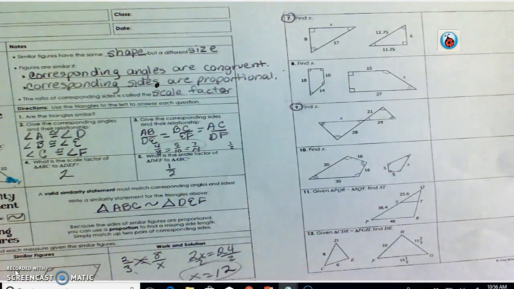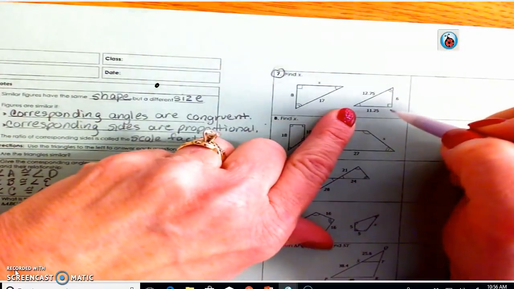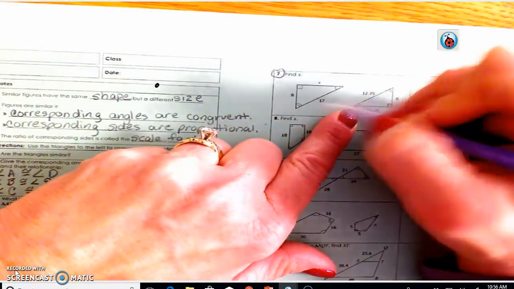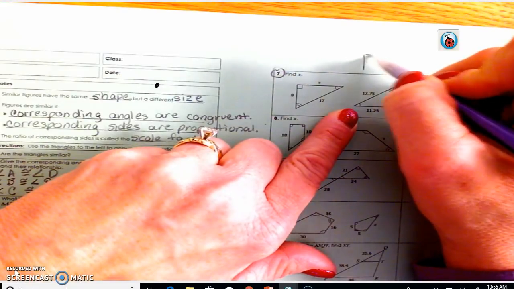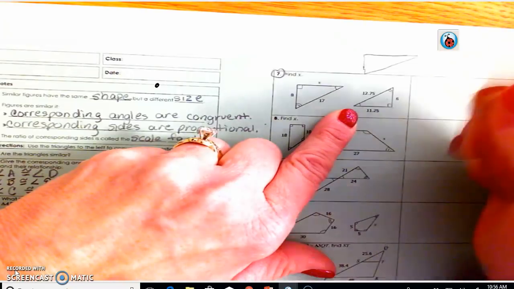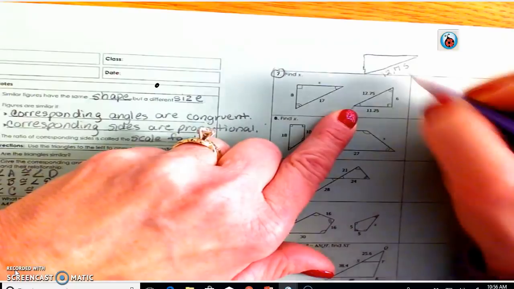Okay, let's take a look. We'll look at one or two more problems. Let's take a look at number 7. Now, it might be helpful for me to redraw this other triangle in the same position that this is, and I'm just going to label those sides. So, my longest side would be right here, 12.75.